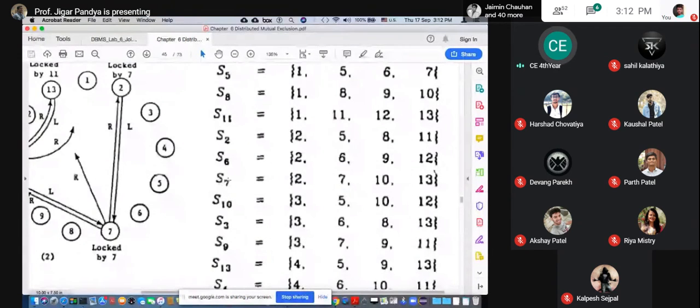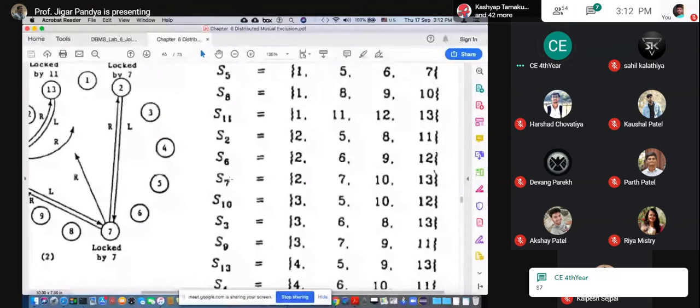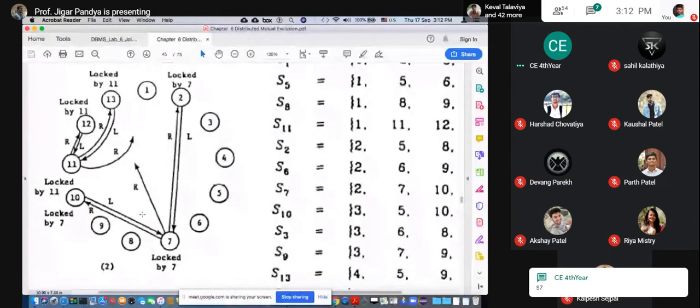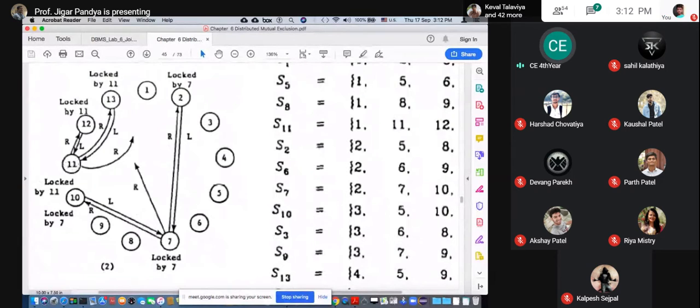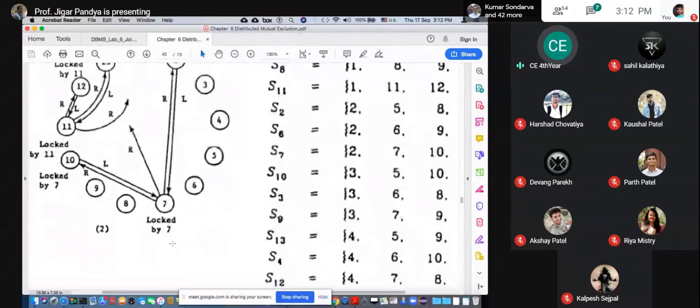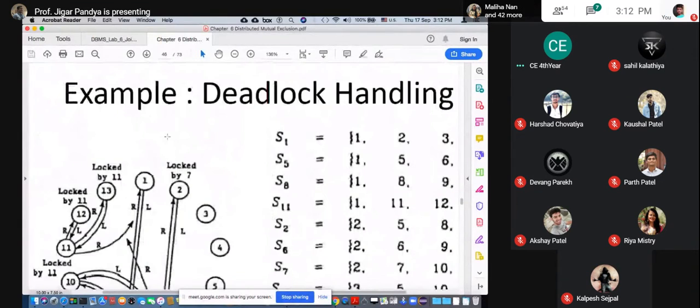So the quorum number is S7. Please note that down. So there are 2 quorums we are talking about in this example, and site 11 as well as site 7 are both requesting the critical section. Now what will happen next? Let's see.